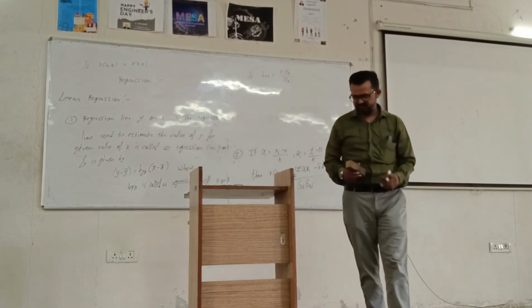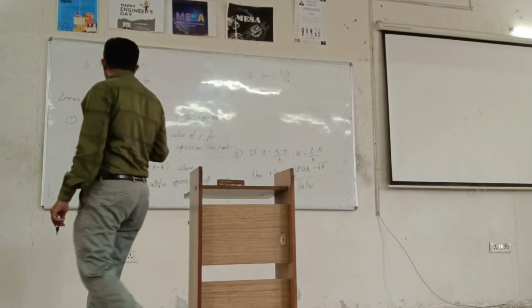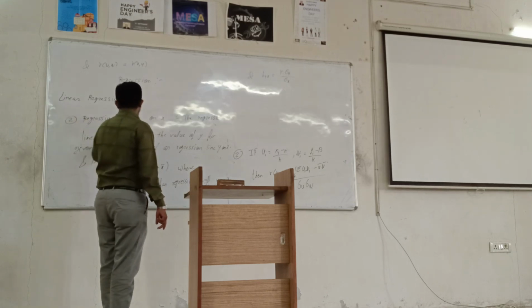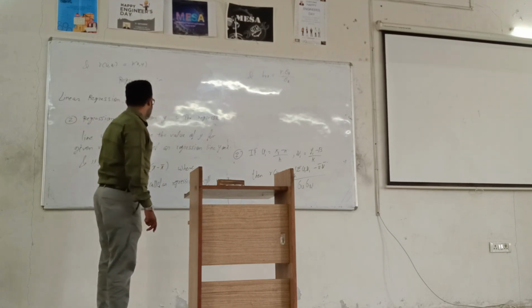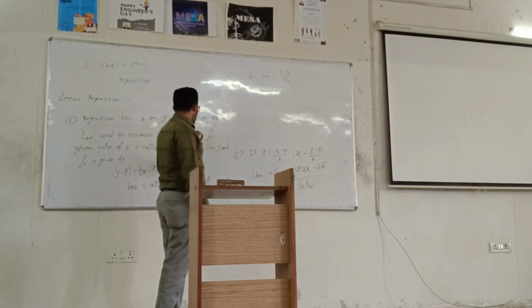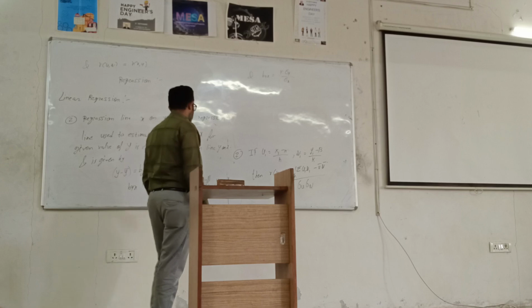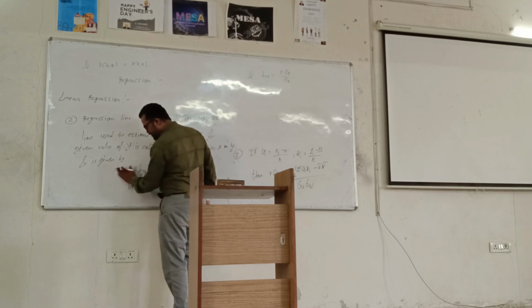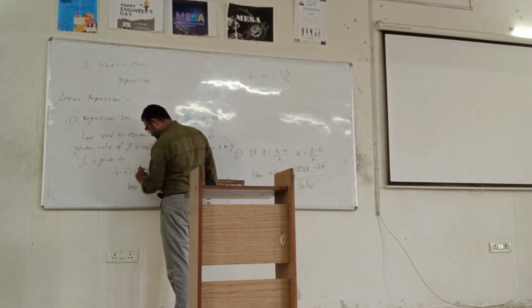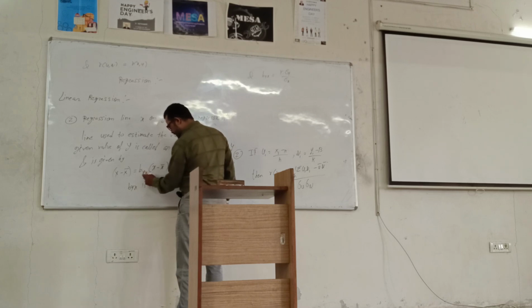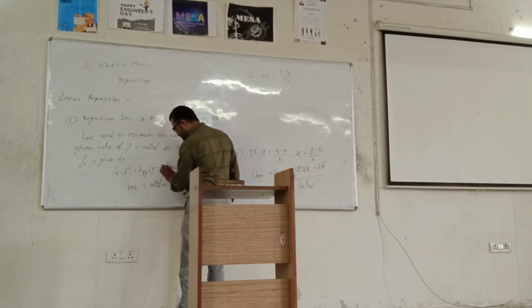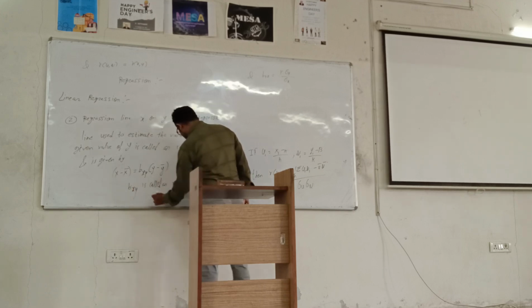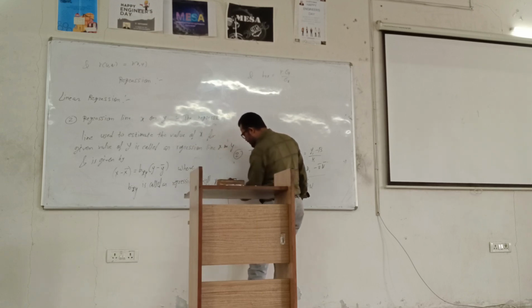Is it okay? Next. Second: regression line of x on Y. x on Y is nothing but x minus x bar equals bxy into y minus y bar. Here bxy is called the regression coefficient of x on y.